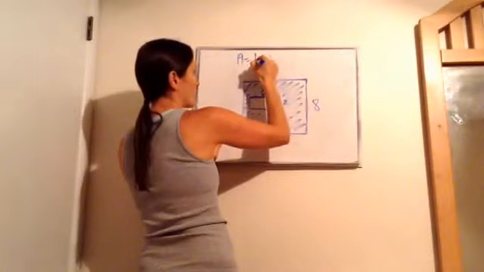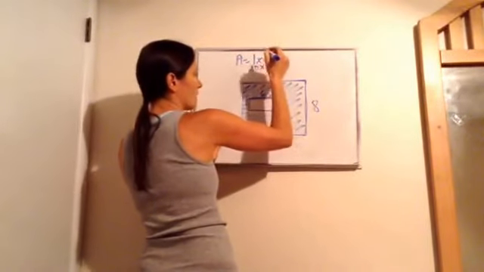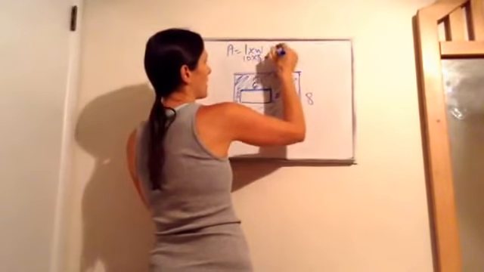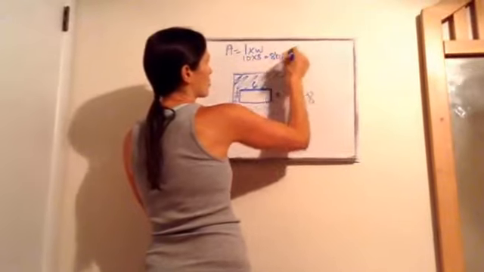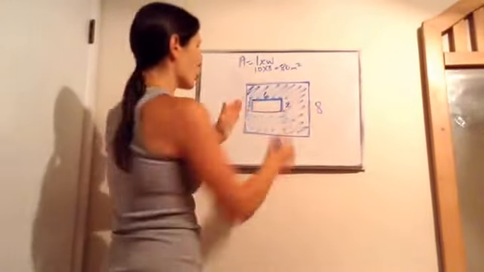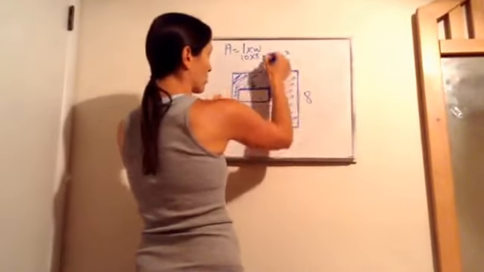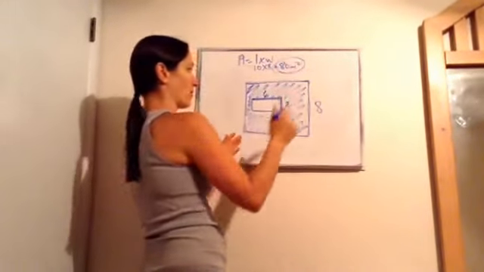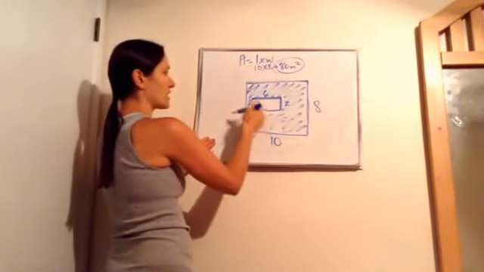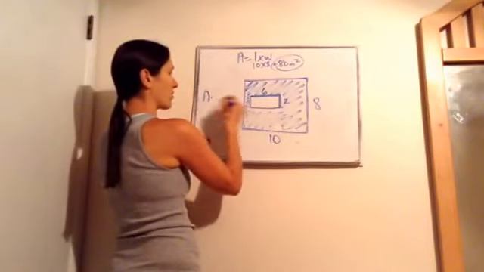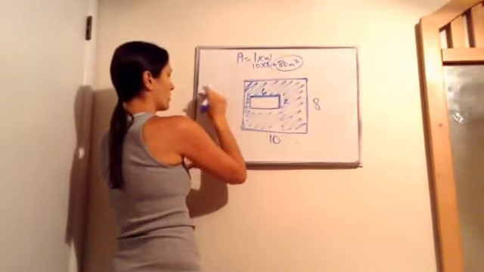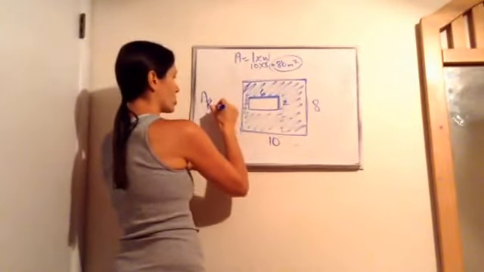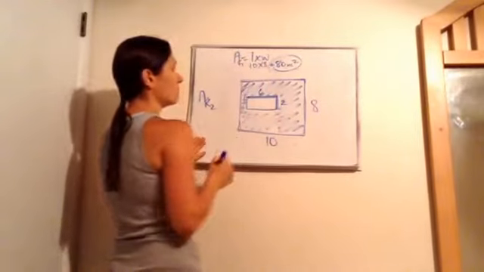Okay? So that's 10 times 8. And they said it was in meters, so that's going to be 80 meters squared. 10 times 8. So this whole thing is 80 meters squared. But this portion we're wanting to pull out. Okay? So let's look at this area. This would be the area of this rectangle. And let's go and put area of rectangle 2. And let's just name this rectangle 1.